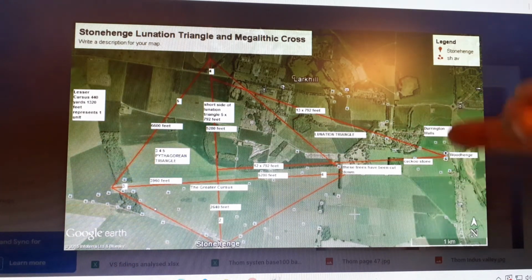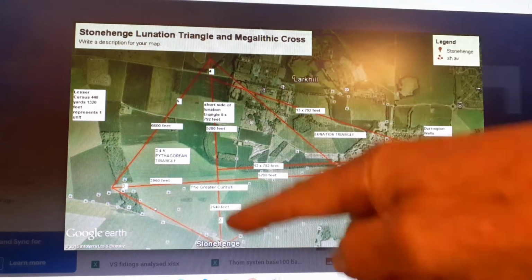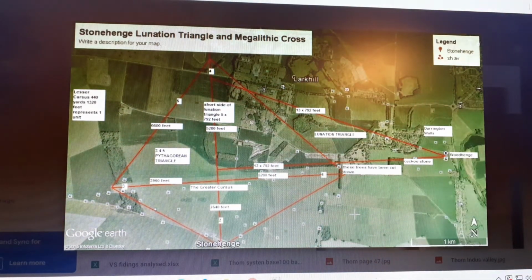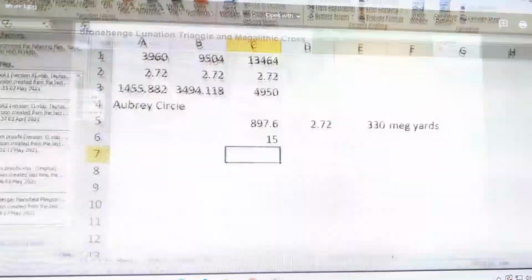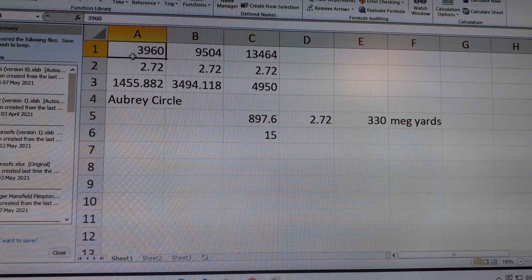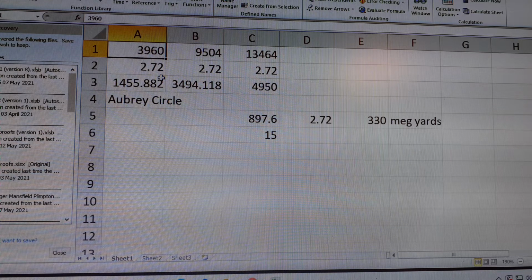If we draw a line down from Woodhenge parallel to this one, we find that's the total distance. And we can look at what this distance is, because from two lines that do not divide by Thom's megalithic yard, we find a total distance that actually does. And what we've got is the 3960 feet, which is 3/4 of a mile. And that's the distance from the end of the Cursus, the western end of the Cursus, to the line that runs from Stonehenge to Aubrey.